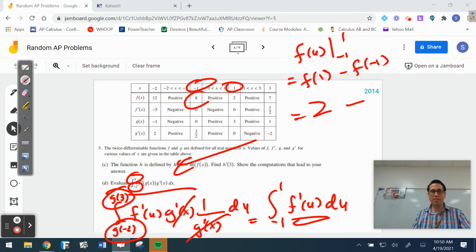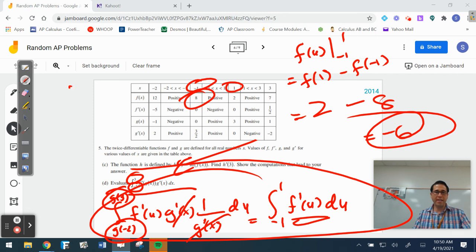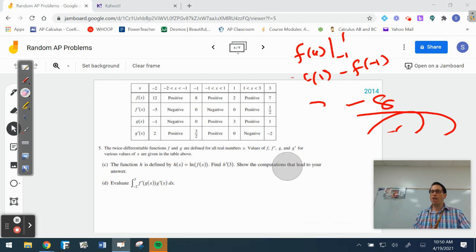And then f prime of 1, that's probably in the table. That's 8. I get -6 as my answer. You get 2 points if you did all that antiderivative stuff correct. You get 1 point if you got that answer of -6 correct. All right, here we go.